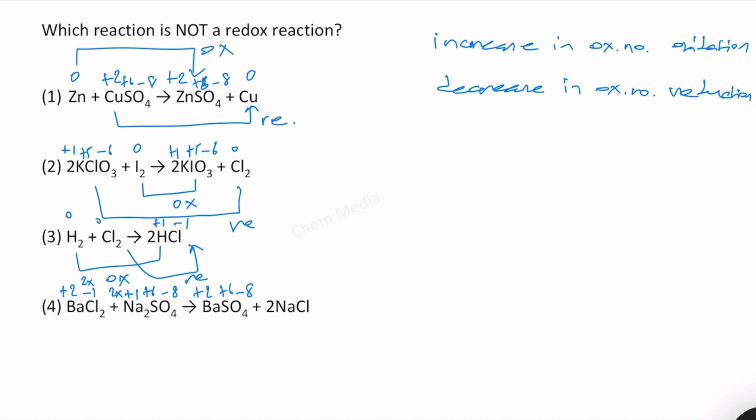therefore there is no change in oxidation state for barium or sulfur or oxygen. Here once again this is plus 1, this is minus 1. There is no change in oxidation state for any element involved, therefore this is not a redox reaction. Therefore option 4 is the correct choice here.